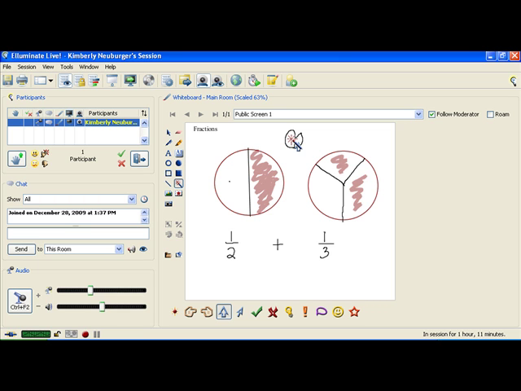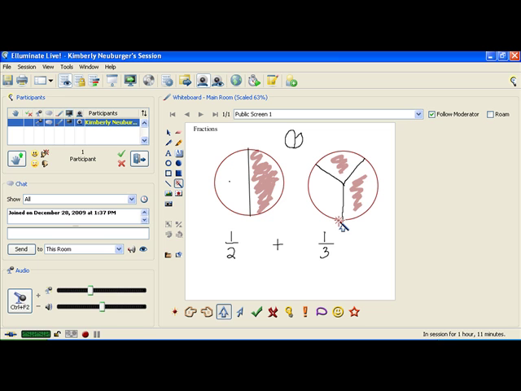So what we want to do is make it so that the two apples were divided into the same number of pieces so that we can tell how much we have. So you think to yourself, since this was divided into two pieces and this one 3, what's the smallest number that 2 and 3 go into? And they both go into 6.